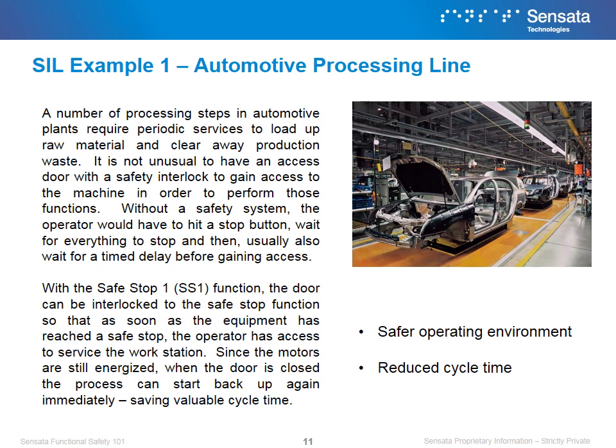A number of processing steps in automotive plants require periodic services to load up raw material and clear away production waste. It is not unusual to have an access door with a safety interlock to gain access to the machine in order to perform those functions. Without a safety system, the operator would have to hit the stop button, wait for everything to stop, and then usually also wait for a time delay before gaining access.